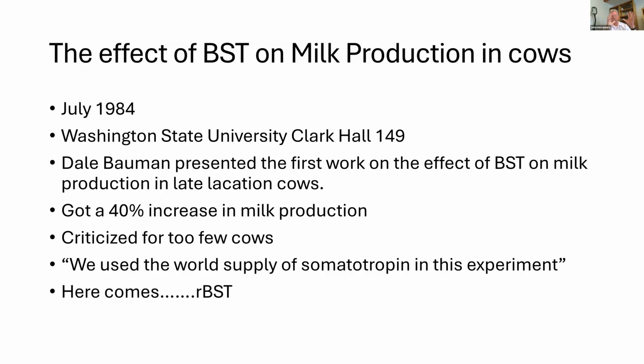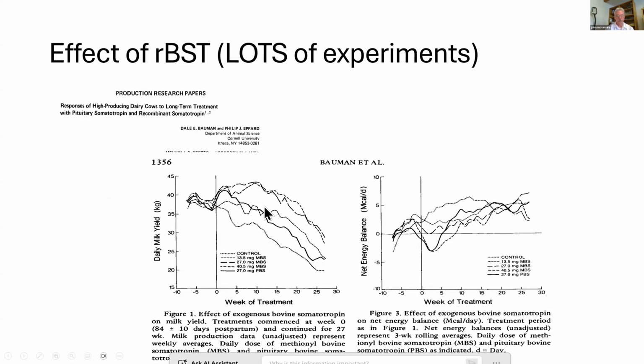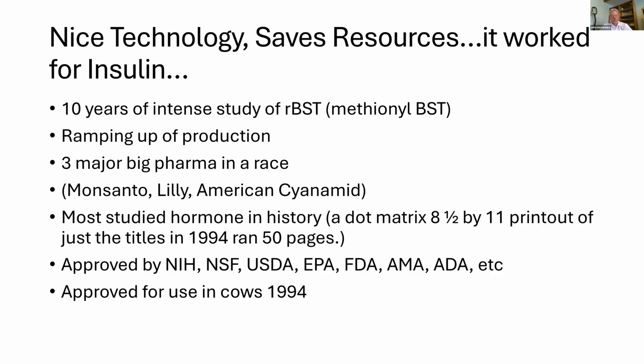So we took natural cow somatotropin, put that sequence into bacteria. The bacteria made bovine somatotropin. And this was the study that showed the dose response of increase in milk production. No fancy graphics, black and white. We could increase milk production with recombinant bovine somatotropin. That was 1984. In 1994, it was approved for use by the FDA. It was approved by every single agency, public and private, that had anything to do with human safety and nutrition.